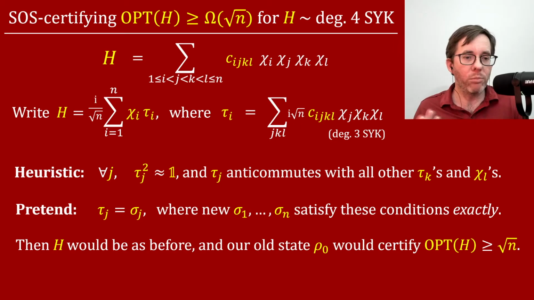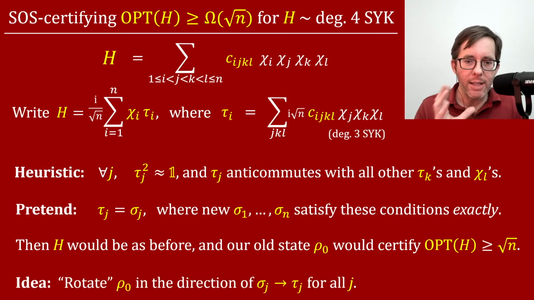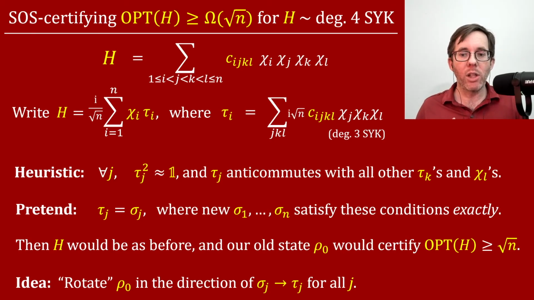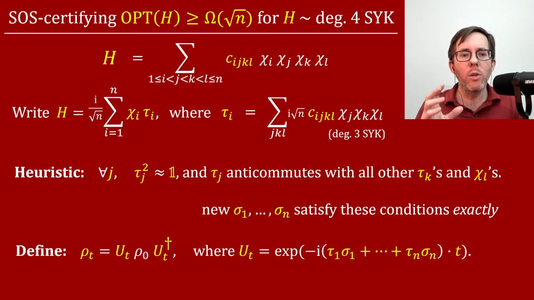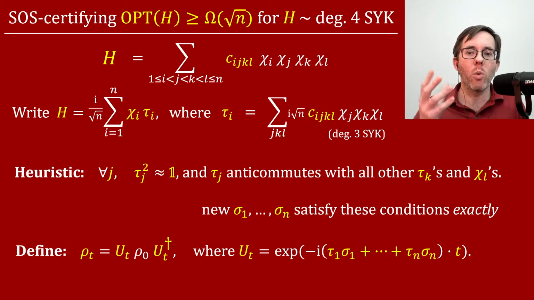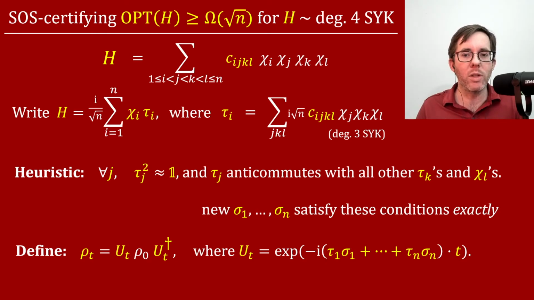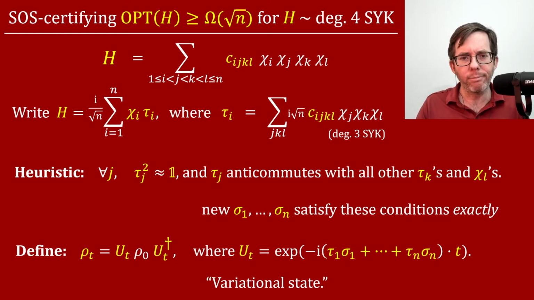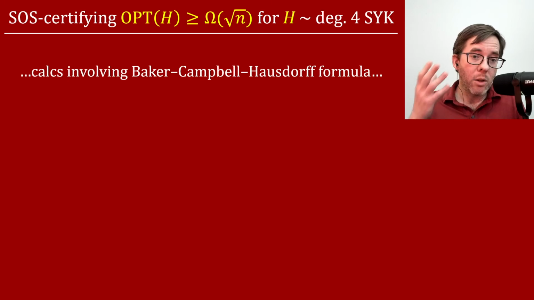Okay, so the problem is the tau j's are not exactly equal to these newly introduced sigma j's. But the trick or the idea in this lower bound argument of ours will be to somehow rotate rho 0 in the direction that takes the sigma j's to the tau j's. So what does this actually mean? It means we're going to define rho sub t to be rho 0 conjugated by a unitary U_t, where U_t evolves the sigmas towards the taus for some amount of time t, and t is going to be a small constant parameter we'll choose later. This idea is known in the physics literature as a variational argument. Okay, so that's the rho t we're going to try to use.